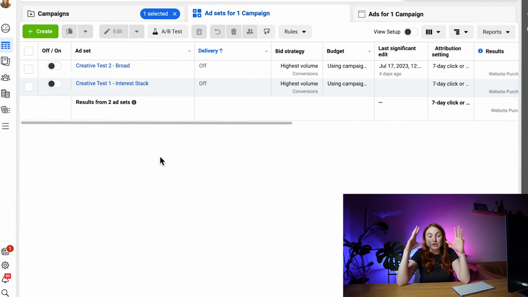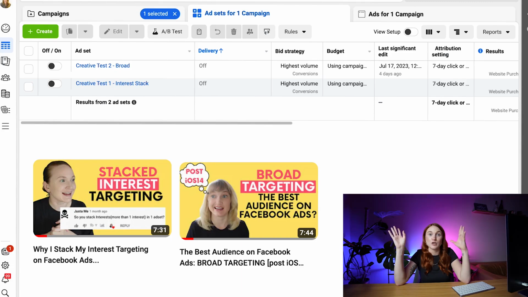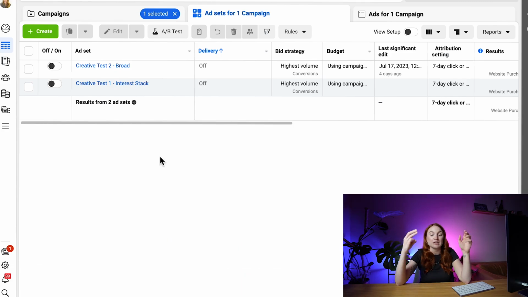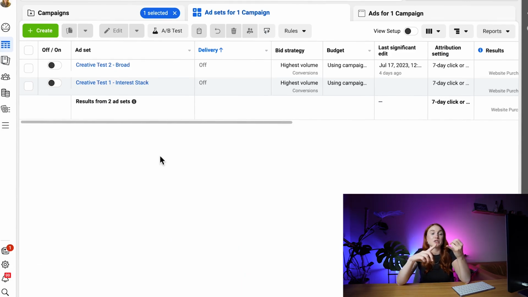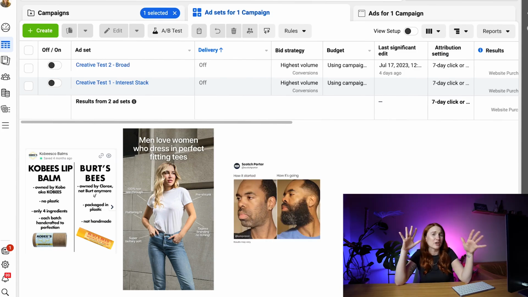I would launch 2 ad sets, one that is an interest stack and one that is a broad, completely open, no interest targeted, no lookalike. And I would test 3 image graphics. So I would do an us versus them, a features point out, maybe a before and after, any other type of image graphic that you want to test.